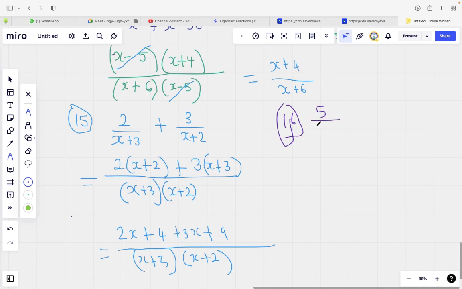They're very similar. I don't think you have a problem with this already. 5 over p plus 3, minus 3 over p minus 5. So can you do this one quickly? Okay.